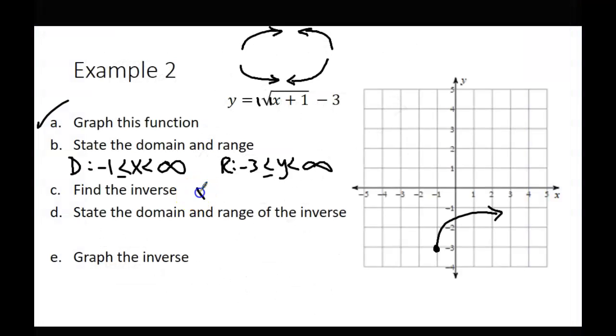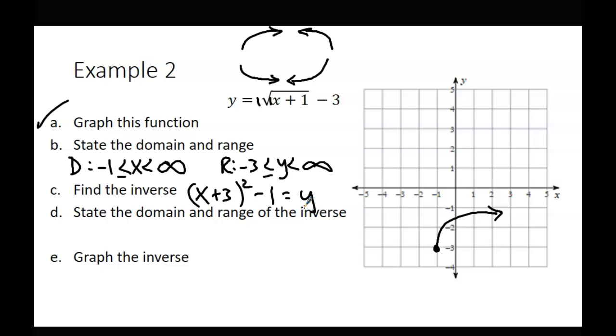So what was that? That was x what? Final answer was what? X equals... Oh, wait. X plus 3. Yes. Minus 1 equals y. That's it? Okay, thank you.